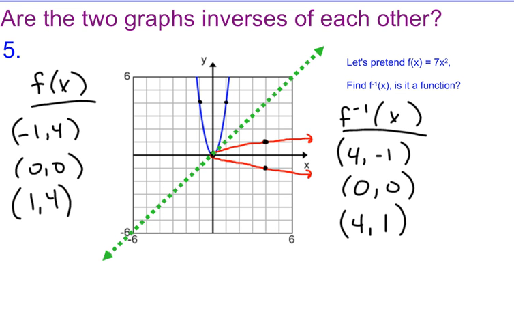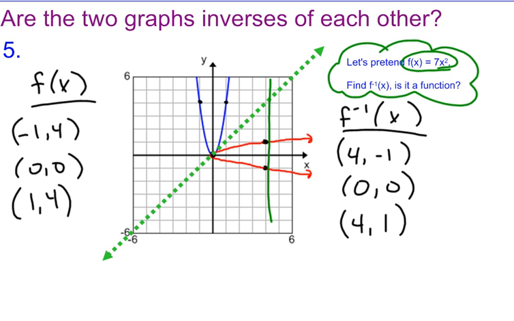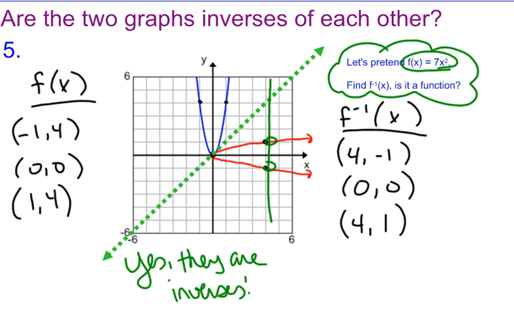Here's the question I have for you, though. Let's pretend this function, the blue one, is f of x equals 7x squared. Is the inverse function, so find the inverse function, is it a function? So even if we didn't find the inverse, is this red parabola a function? Hopefully you would say no, because even right here, it's not passing the vertical line test, touching 2 points at once. Sideways parabolas, not functions. So we wouldn't say these are inverse functions, we would say they're inverses. So yes, they are inverses, just not inverse functions.